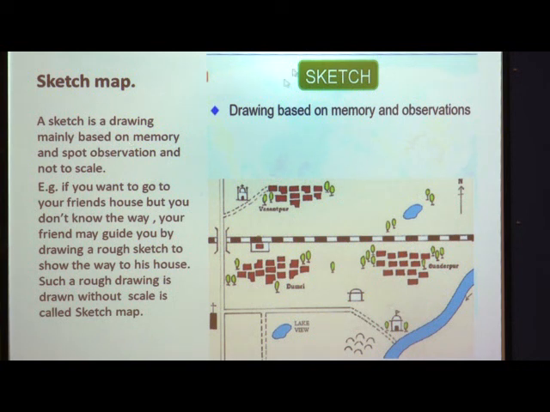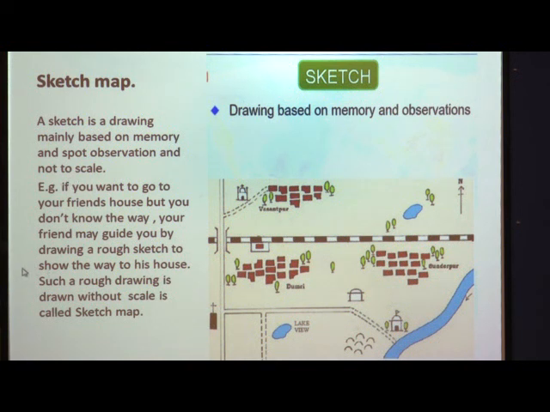Sketch map. So what do you mean by sketch map? It is a drawing based on memory. Whatever we see, whatever we have observed, that thing we imagine and we draw. So a sketch is a drawing based on memory and spot observation, and this is not to scale. Okay, this is very important. Here scale, measurement, is not given. It is just a drawing based on our memory and spot observation.